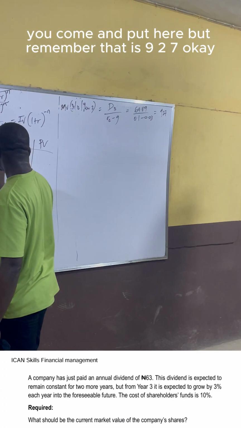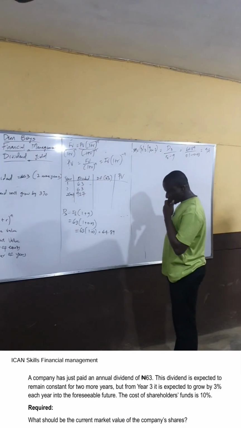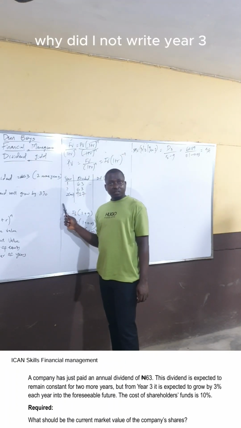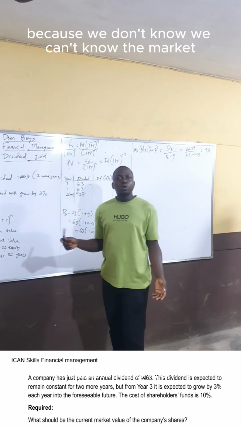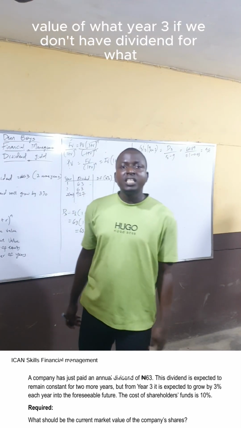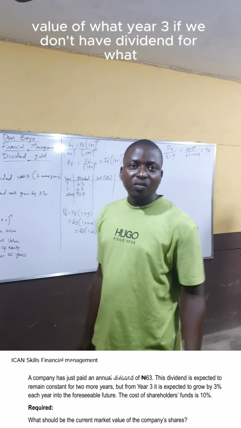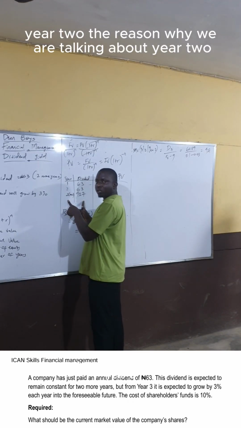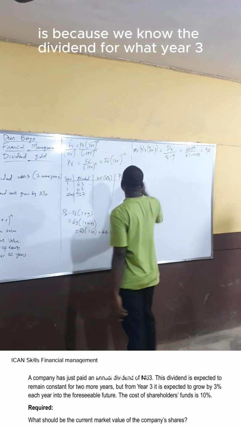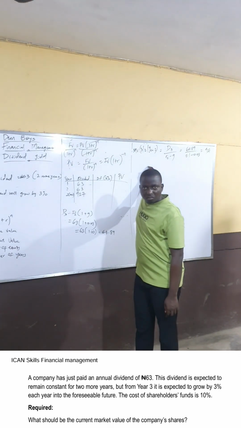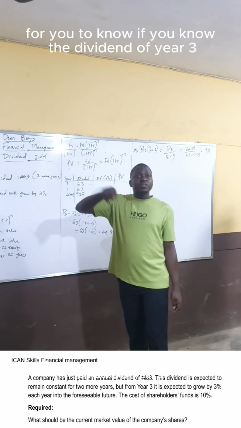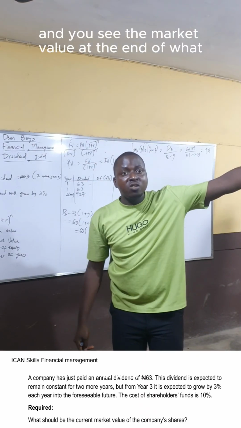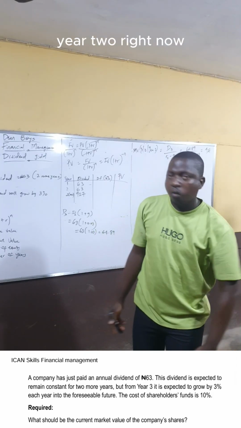But you will notice that I did not write 3 here. Why did I not write 3? Because we can't know the market value of year 3 if we don't have the dividend for year 4. You understand? So the only place we can stop is year 2. The reason we are stopping at year 2 is because we know the dividend for year 3. If you know the dividend at the beginning of year 3, that means you can get the market value at the beginning of year 3, and still the market value at the end of year 2. Right?